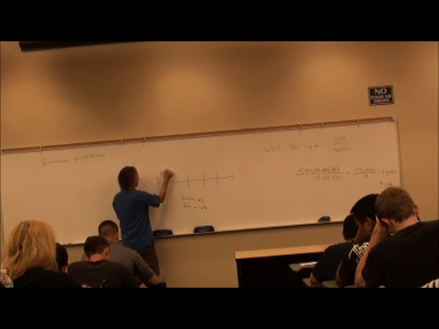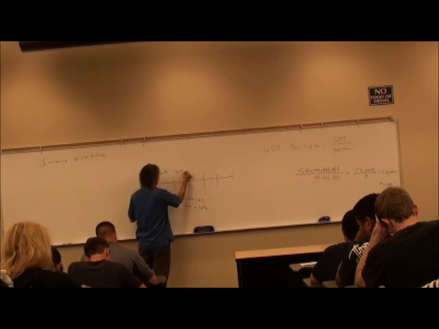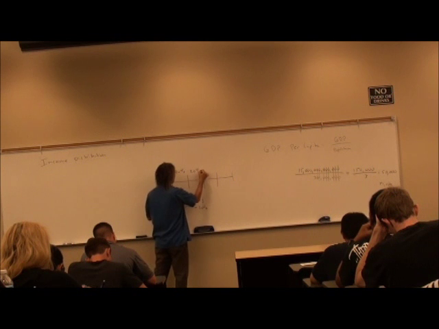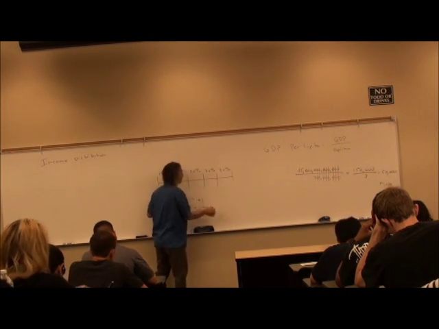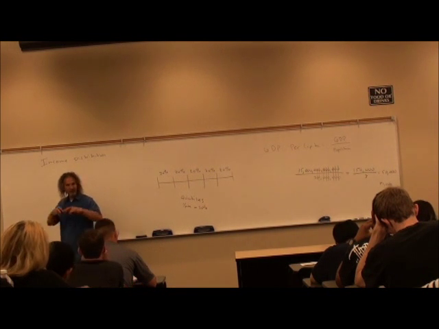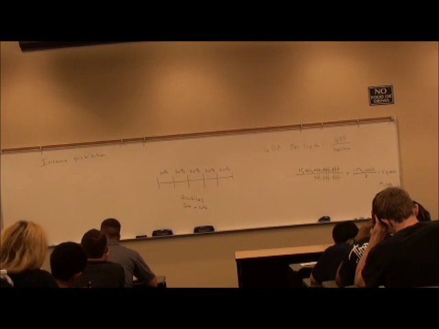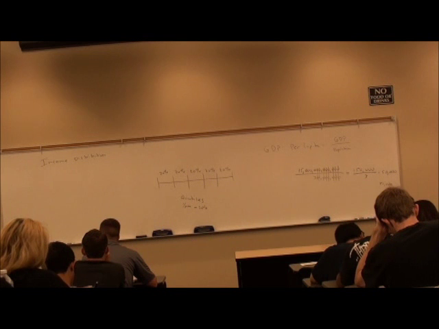So this is 20% of the population, this is 20% of the population, this is 20% of the population, this is 20% of the population, this is 20% of the population. So I'm accounting for 100% of the population. And I'm just ordering them in this kind of case.